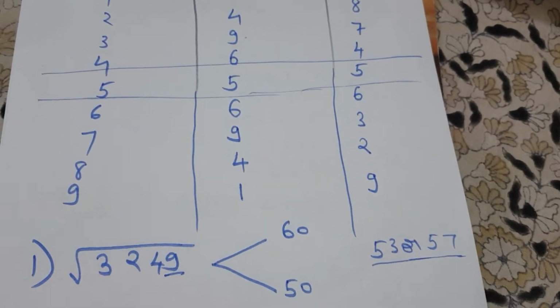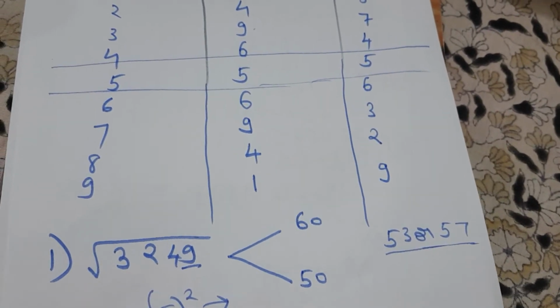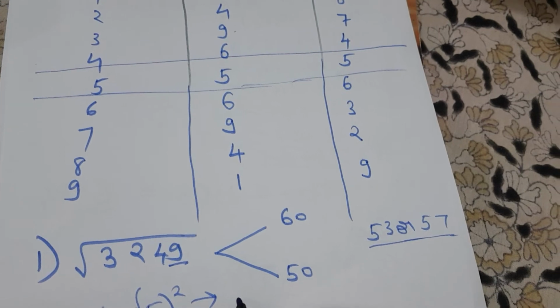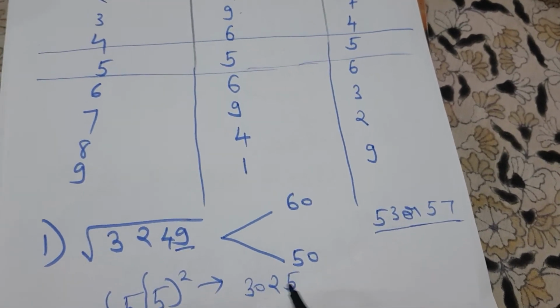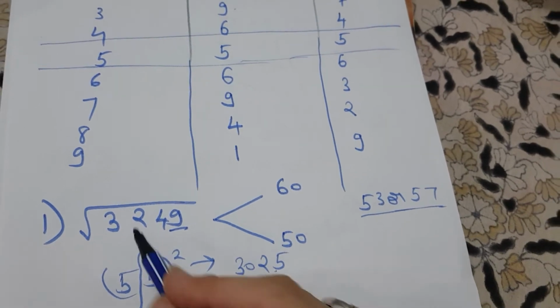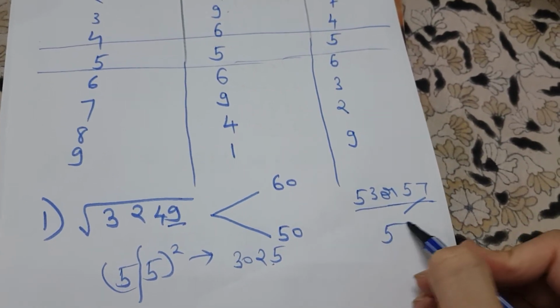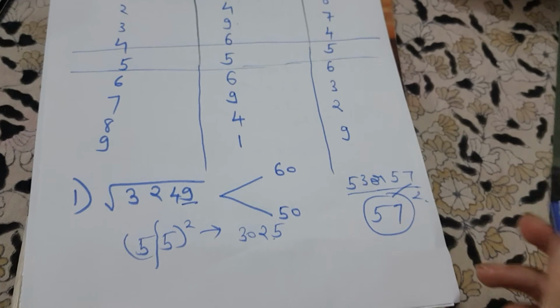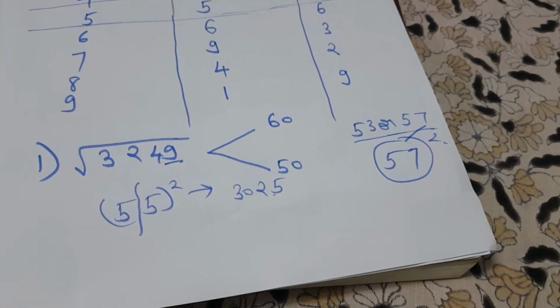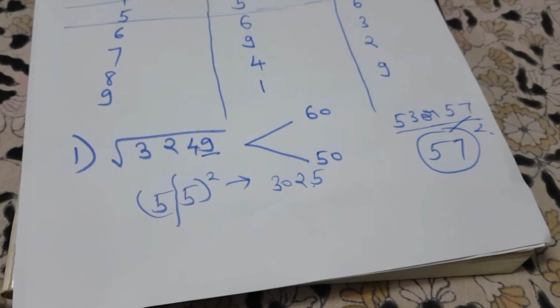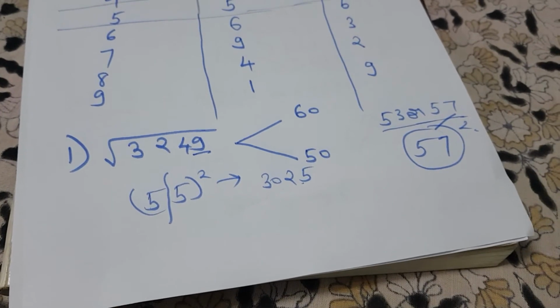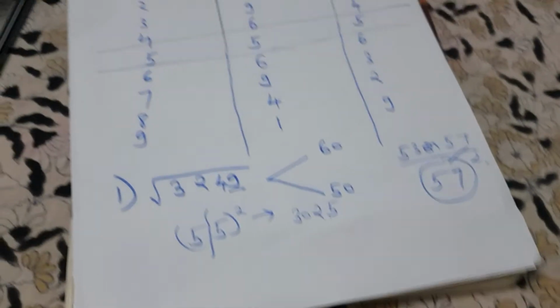So you know 55. How to find this 55 square? We already know 5 into 5 plus 1, that is 6. 5 into 6 is 30. And this is 25. So you can understand clearly that 55 square is 3025, so that means the answer will be 57. This will definitely help us in saving time. You may find it difficult, but this is definitely easy and saves a lot of time.